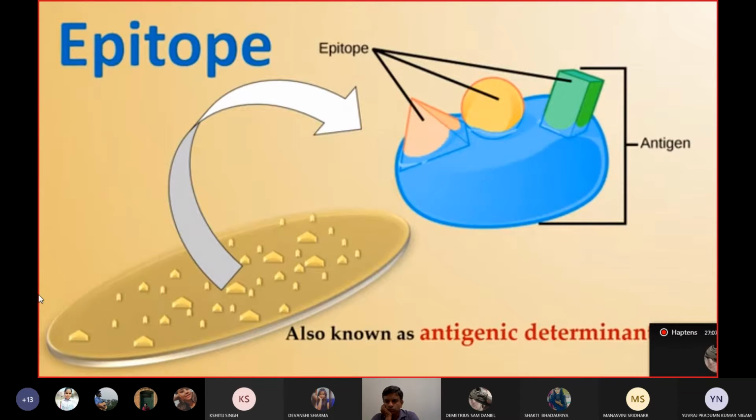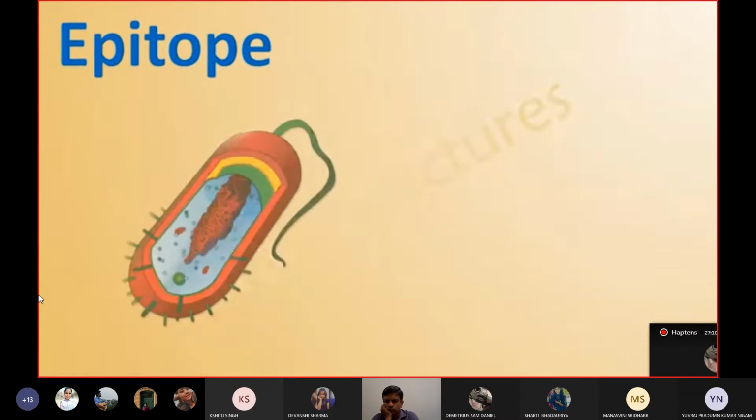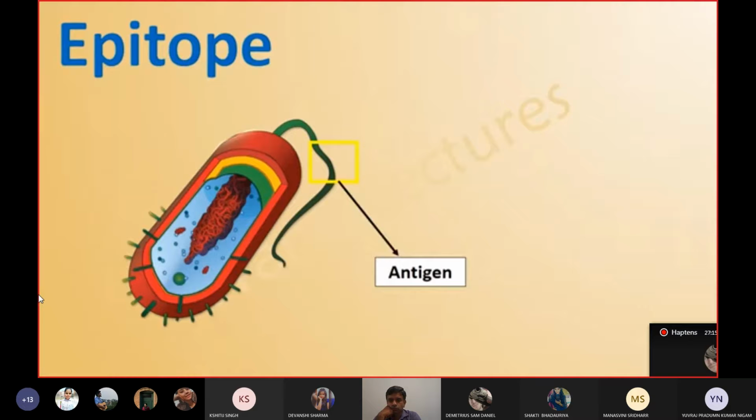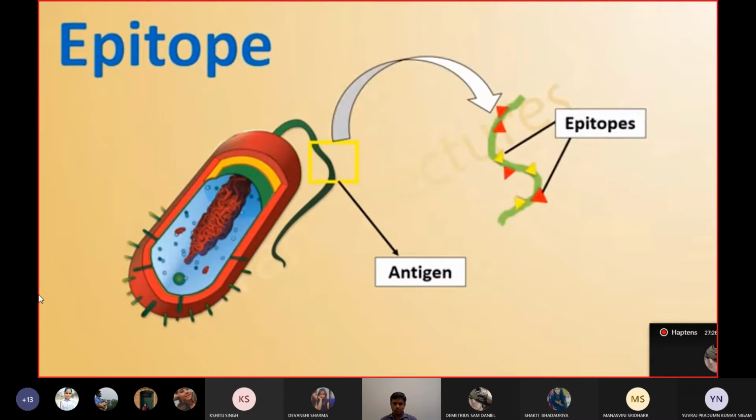Let's understand this by taking an example. We know that most antigens are proteins. When antibodies bind to antigens which are protein in chemical composition, they do not bind to the whole protein, but to a segment of that protein known as an epitope. This segment consists of a few amino acids. These few amino acids form the epitope to which antibodies bind. It means a single protein antigen can contain many different epitopes to which antibodies can bind.